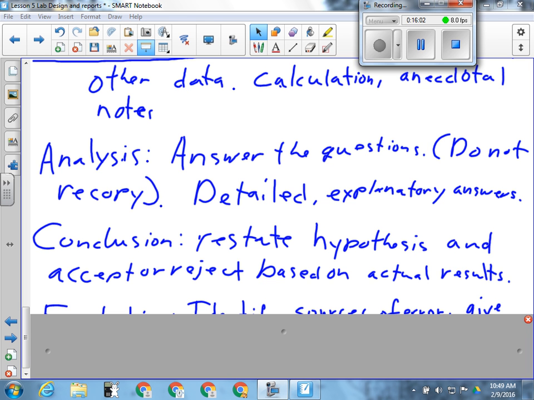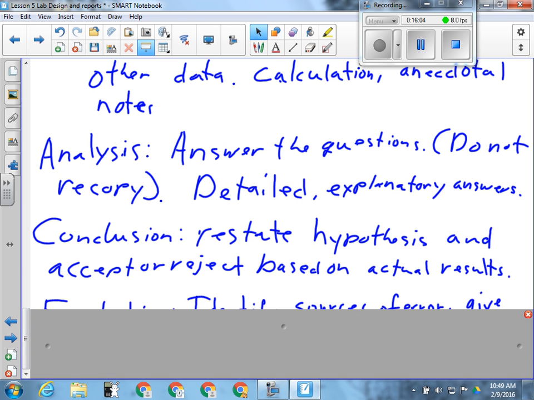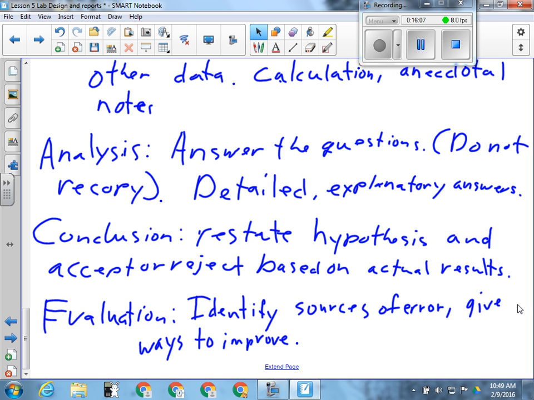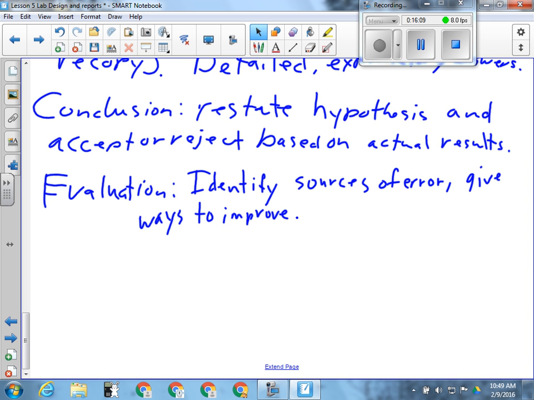The last part of your lab is your evaluation. In that, you essentially evaluate the lab. Was it effective? Did it get you the data you needed? Usually here we identify 2 sources of error and we suggest ways to fix them or eliminate them for the next time.